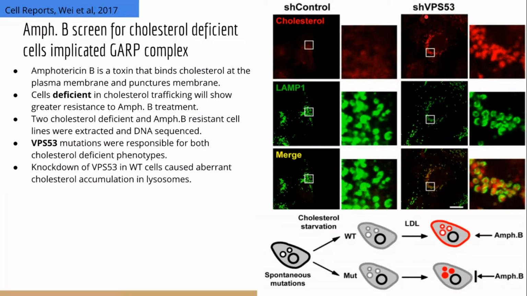shRNA mediated knockdown of VPS53 in wild-type cells caused aberrant cholesterol accumulation in the lysosomes. We have LAMP, or lysosomes, in green, and cholesterol in red. When VPS53 is knocked down, we have aberrant accumulation of cholesterol in lysosomes.